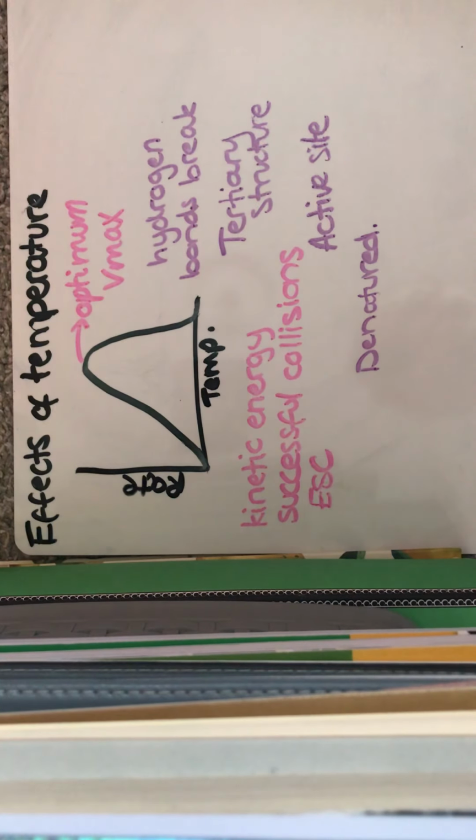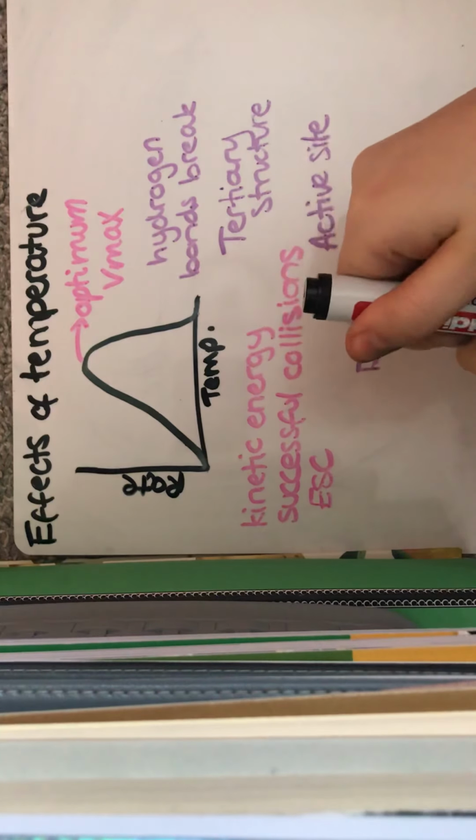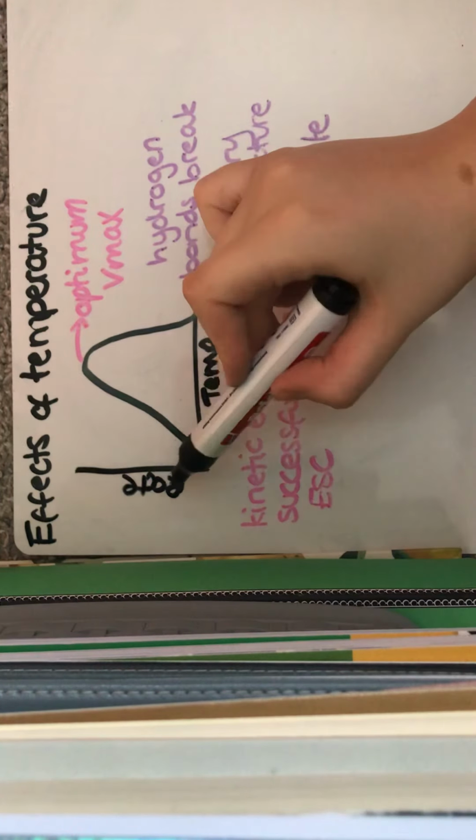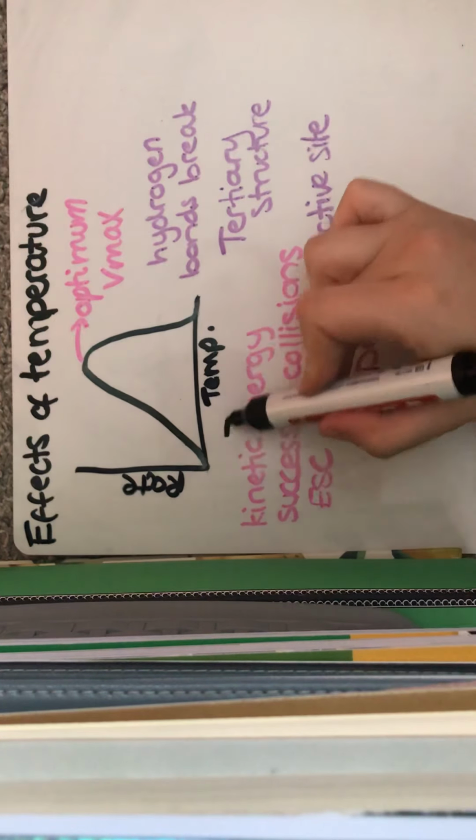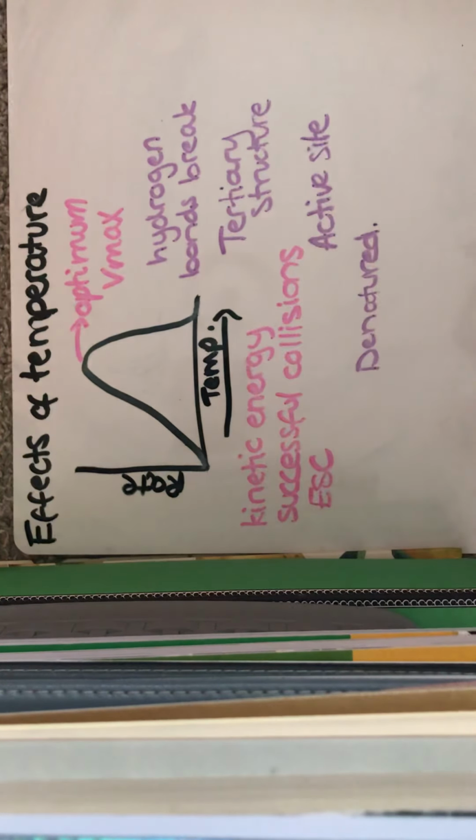And today we're going to be looking at the effects of temperature on the rate of enzyme controlled reactions. So we can see from this graph how the rate of reaction increases and then decreases as the temperature is increasing along this axis.